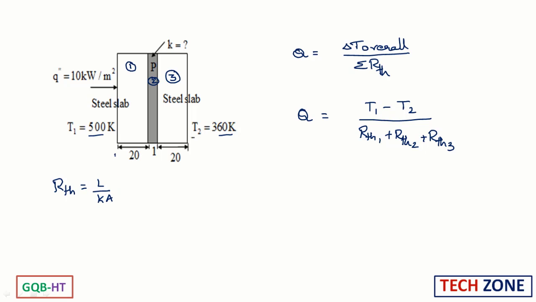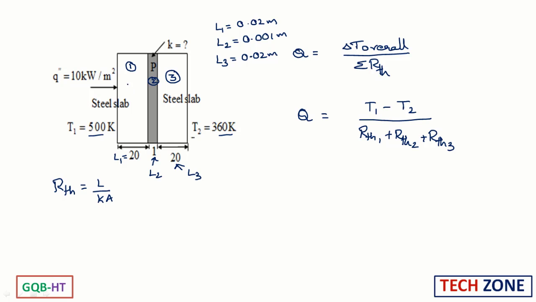Now we need to consider this as L1, this as L2, and this as L3. Now as the dimensions are given in mm, we need to convert them into meters while substituting. So therefore, we need to take L1 as 0.02 meters, L2 as 0.001 meter, L3 again 0.02 meters.